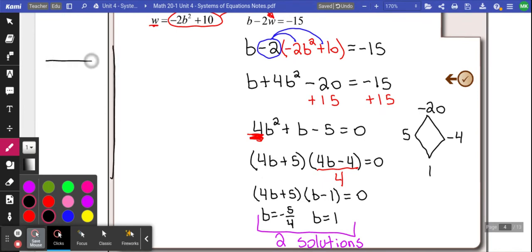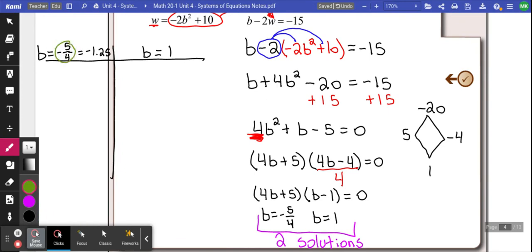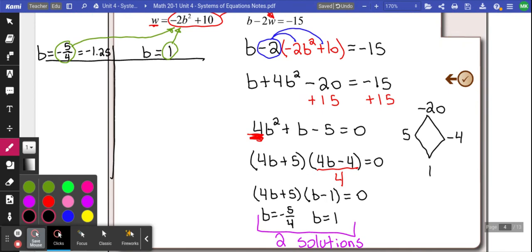So I like to make a little t-chart. I'm going to say b equals negative 5 over 4 on one side of my chart, the same thing as saying negative 1.25. And I'm going to say b equals 1. And I'm going to solve those two different solutions by taking those values and putting them into my equation. I'm going to choose to put them into this equation because the w is already by itself. So that means this first one becomes w equals negative 2. Instead of b, I'm putting in brackets negative 5 over 4 squared plus 10.